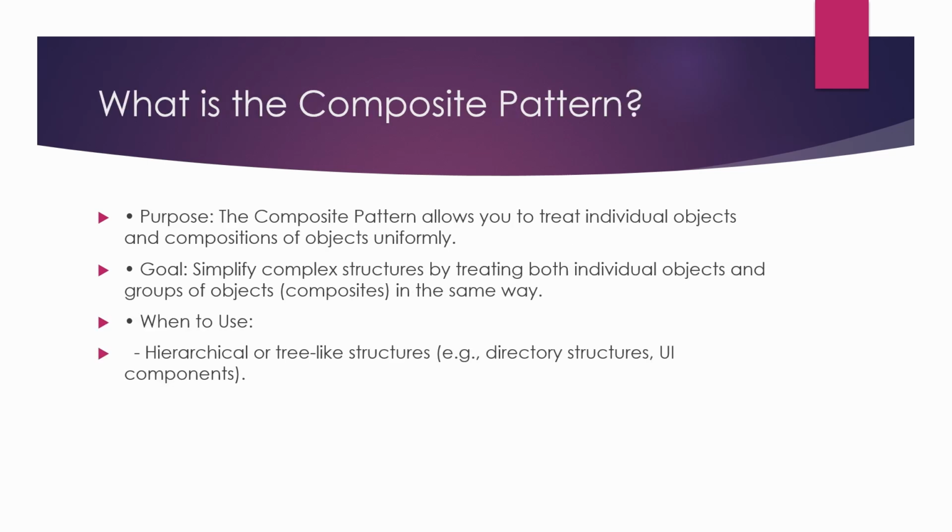The composite pattern allows us to treat individual objects and compositions of objects in a uniform way. It's especially useful when dealing with tree-like structures, where both single objects and groups of objects need to be treated the same way.